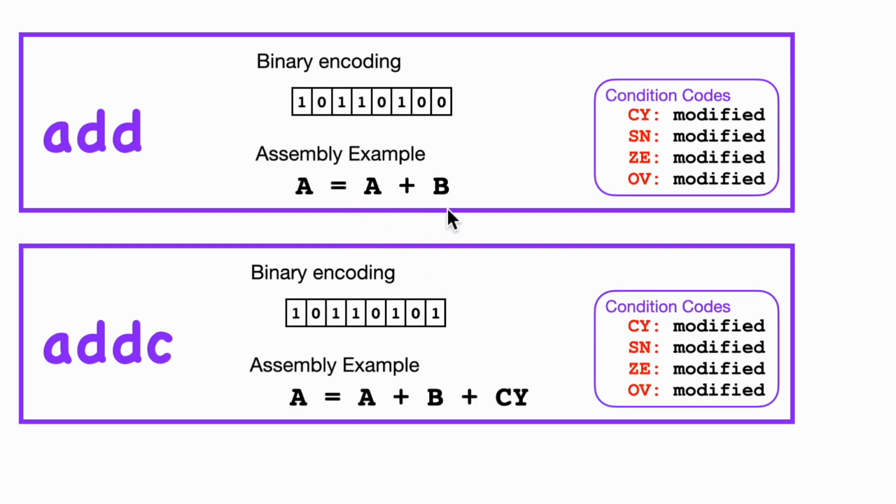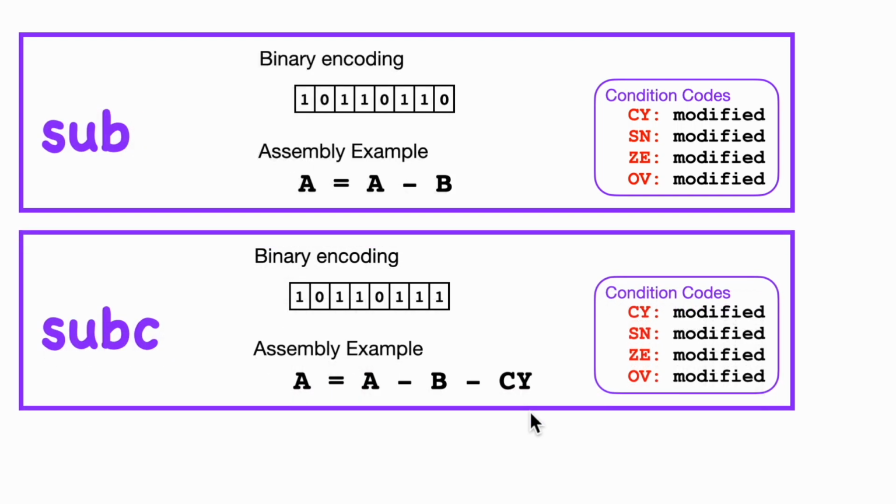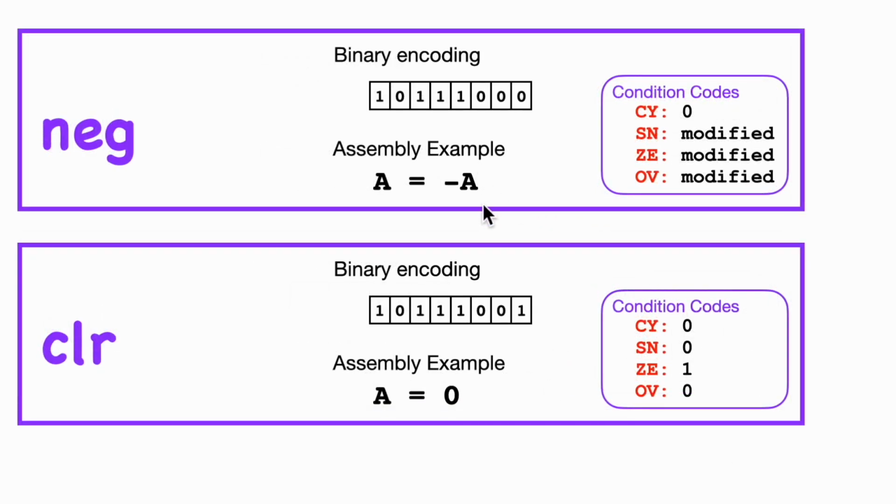Here's the 8-bit addition instruction, and there's also a version of it that adds with carry, and that's useful for doing multi-byte addition. There's also an 8-bit subtraction instruction, as well as a version that does subtraction with borrow, and that's expressed like this in assembly language. The negation instruction will treat the value in the accumulator as a signed value and will negate it, and we also have a clear instruction which will move 0 into the accumulator.